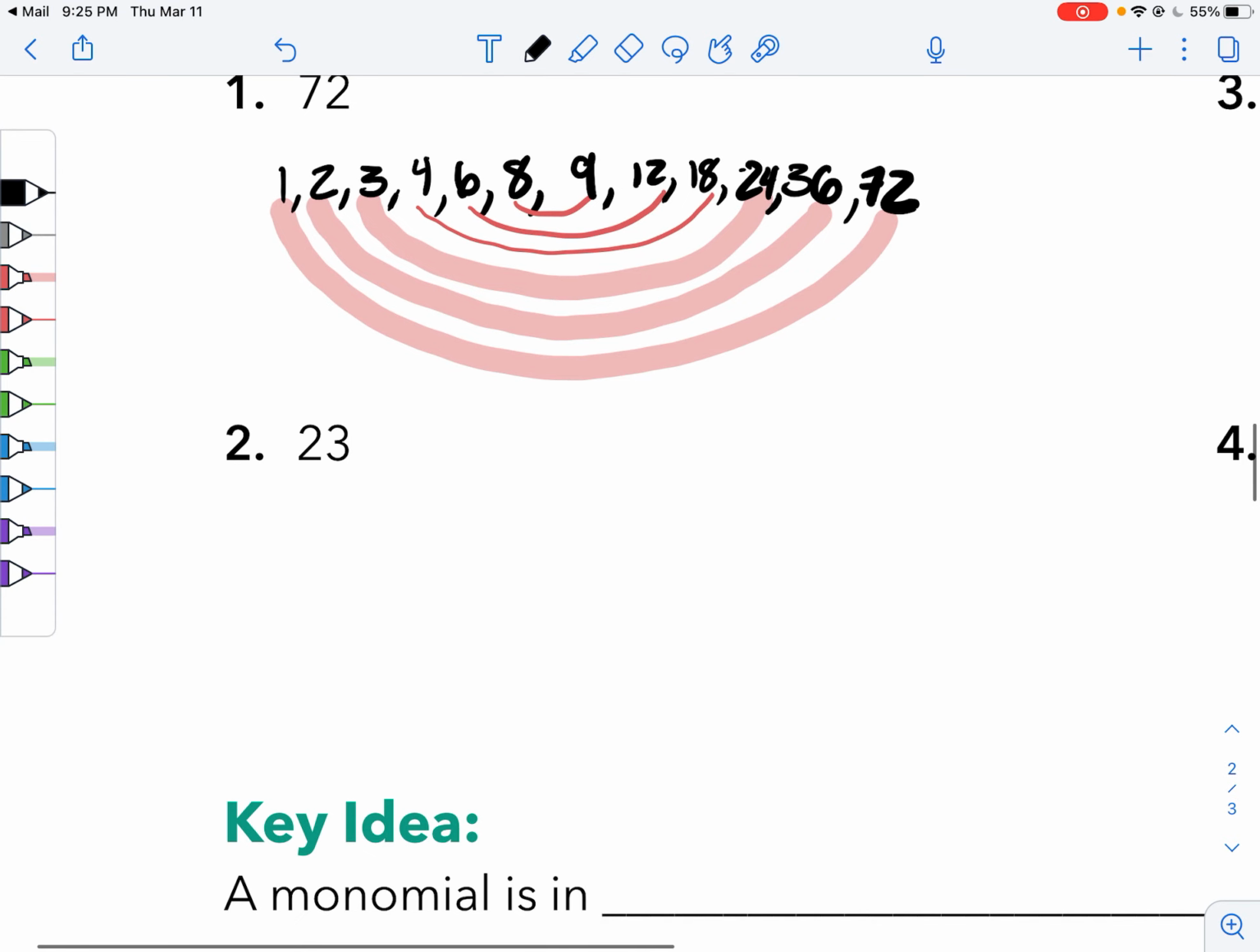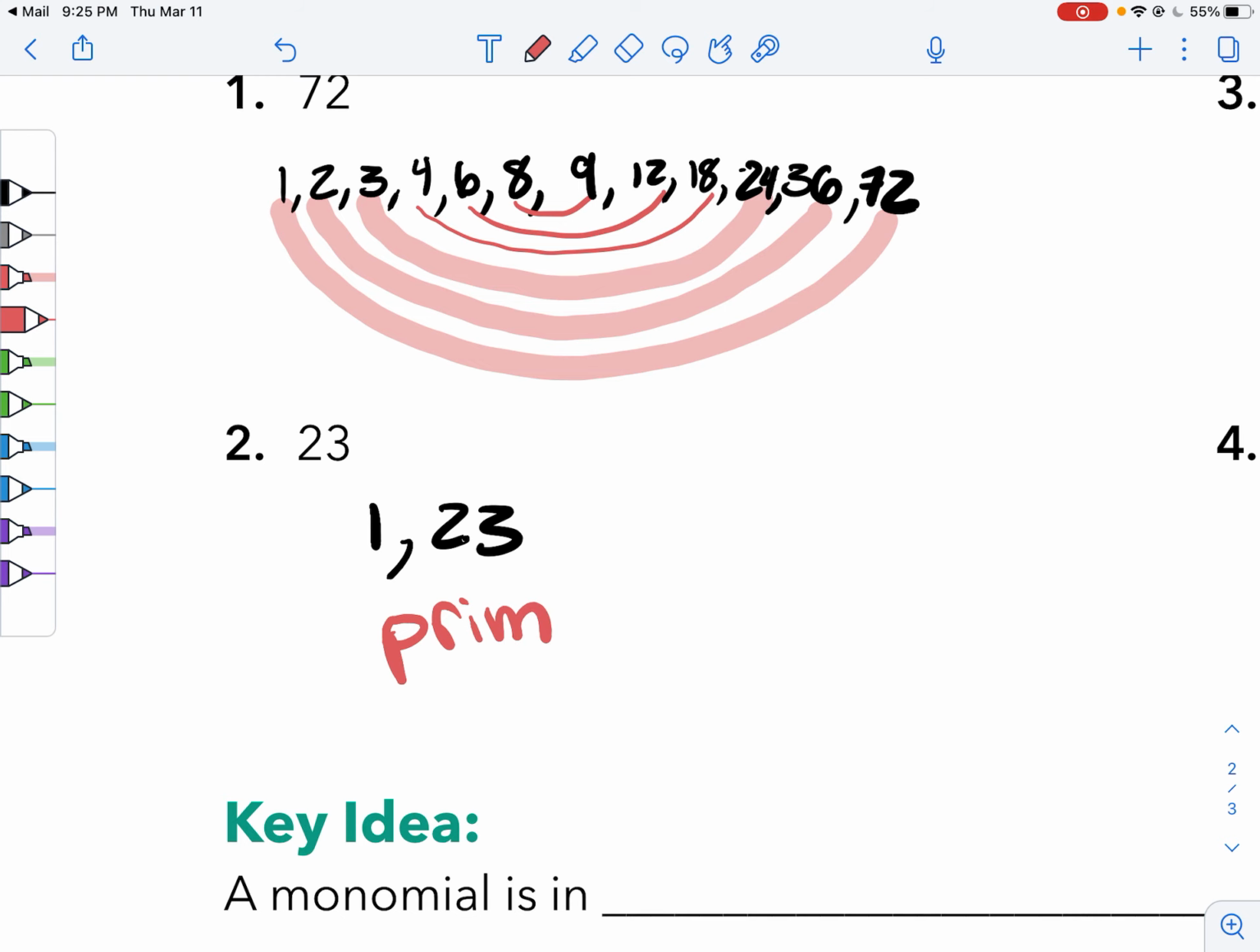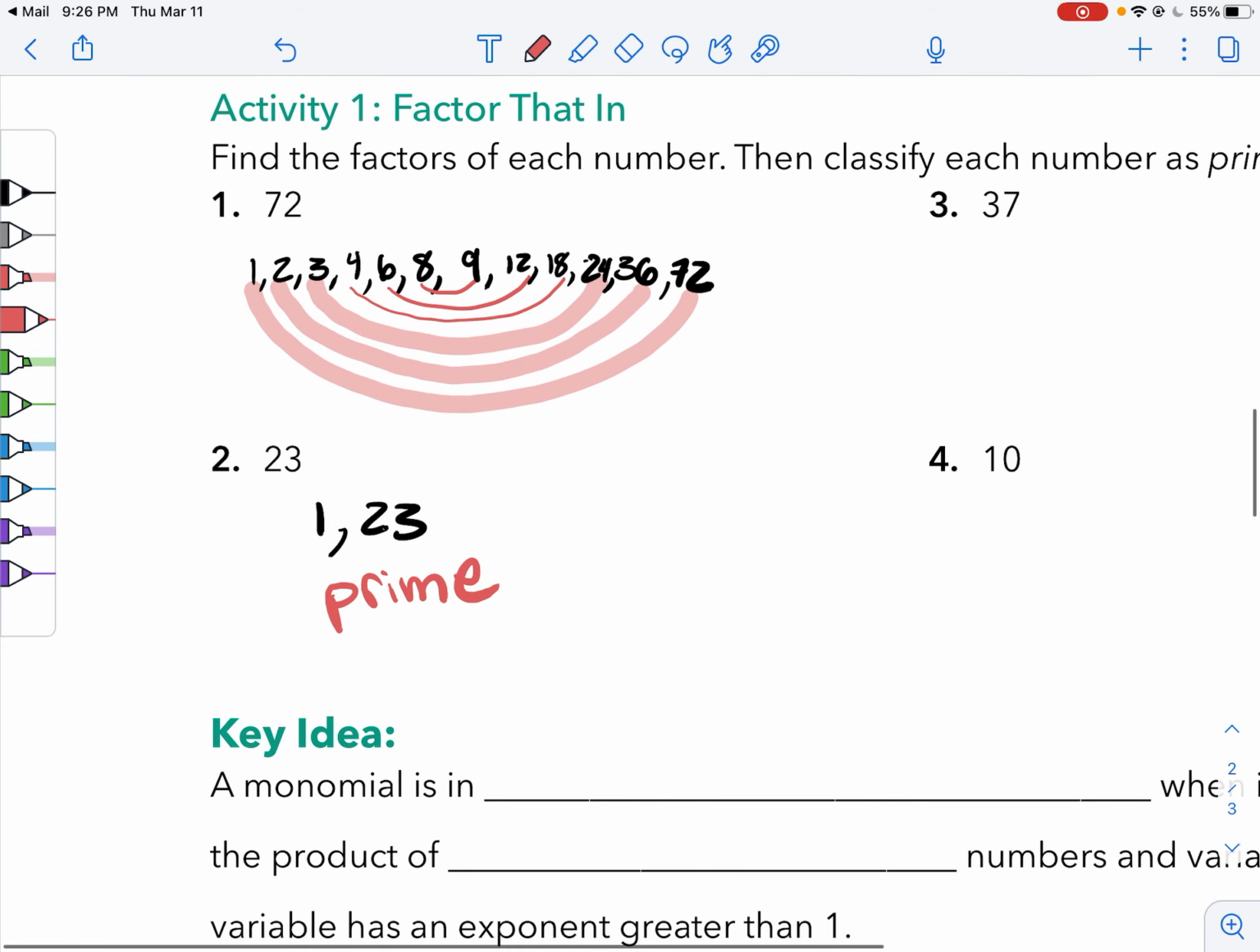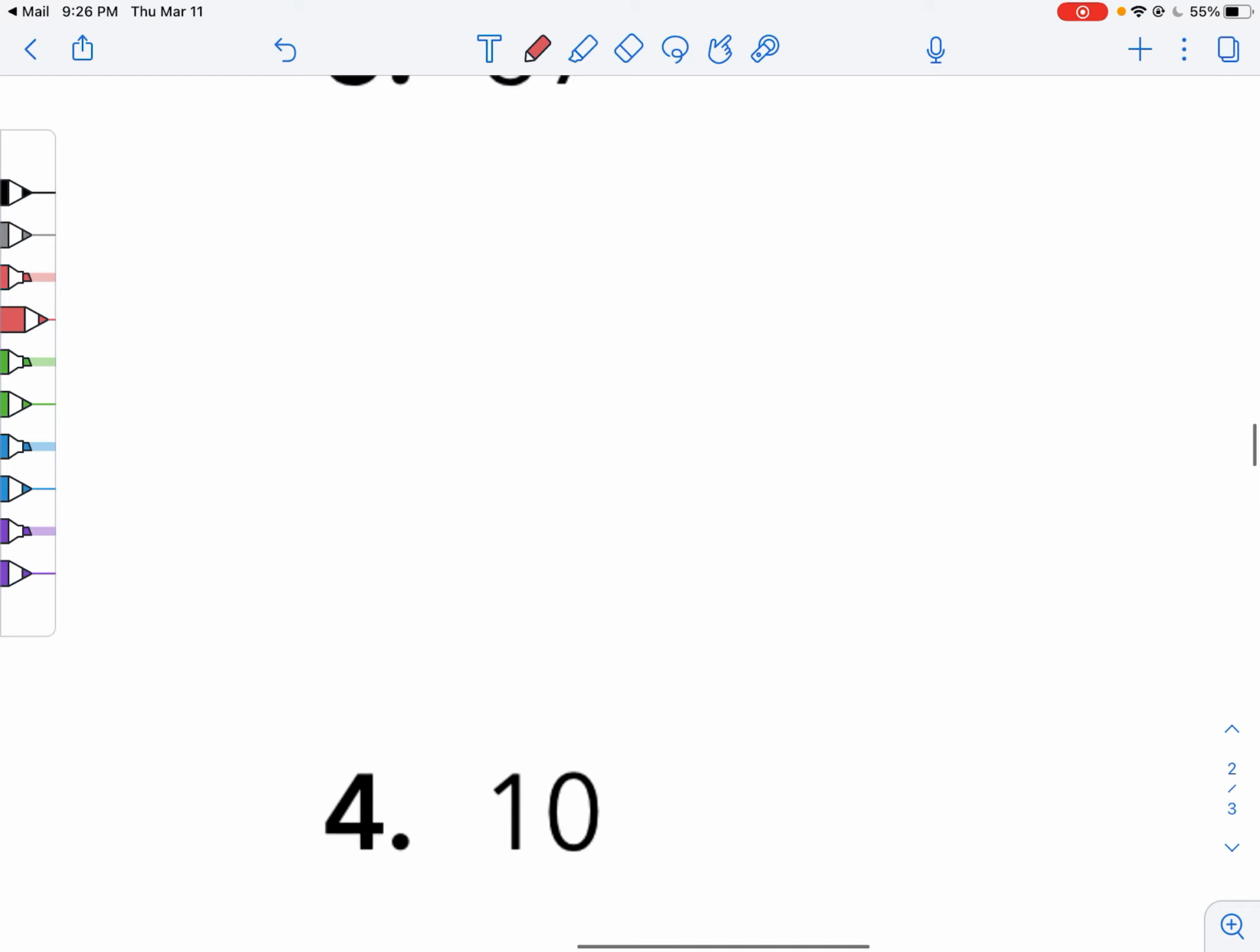Let's do it again. Always start with 1. So 23 is 1 times 23. Oh, we're done. So we would say 23 is prime because it has only 2 factors. Oh, and that makes 72 composite, because it's not prime.